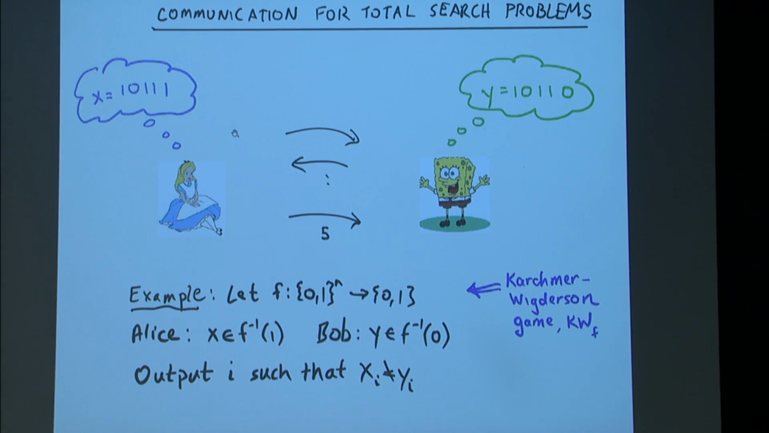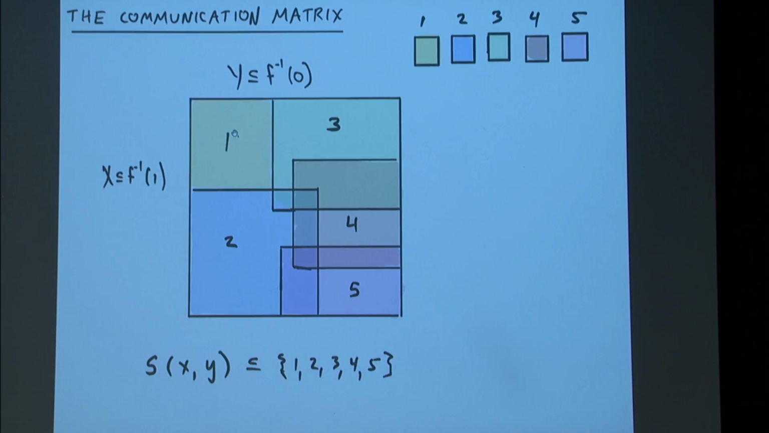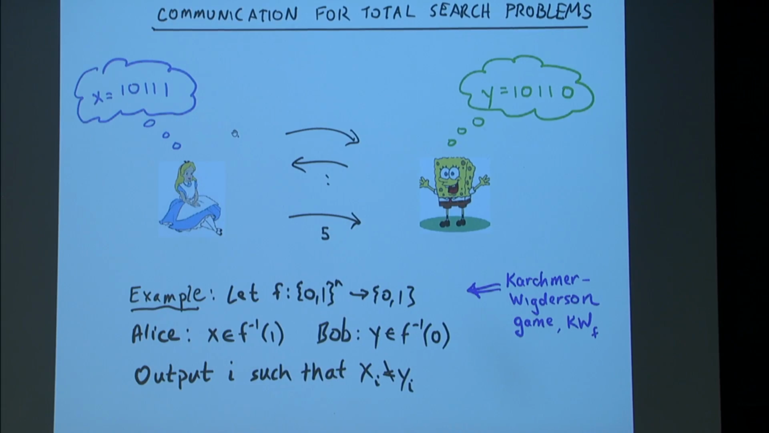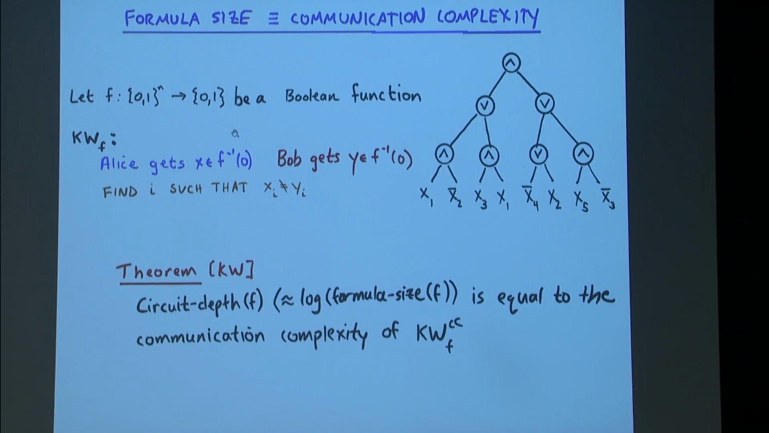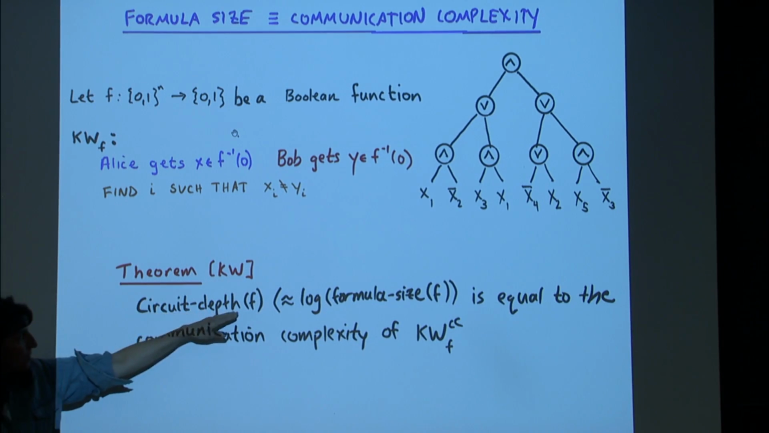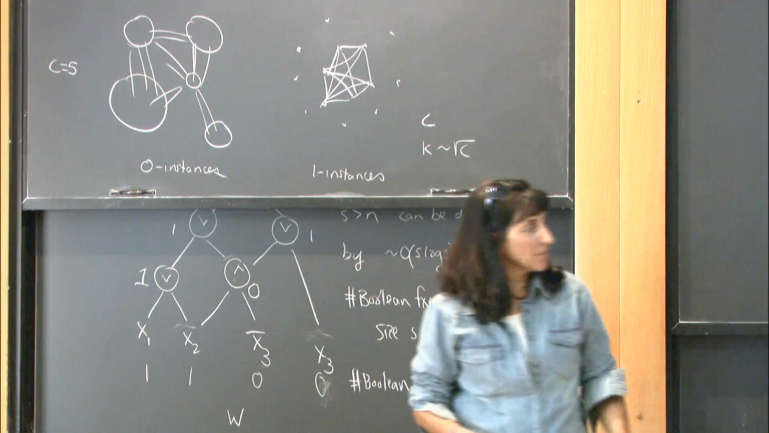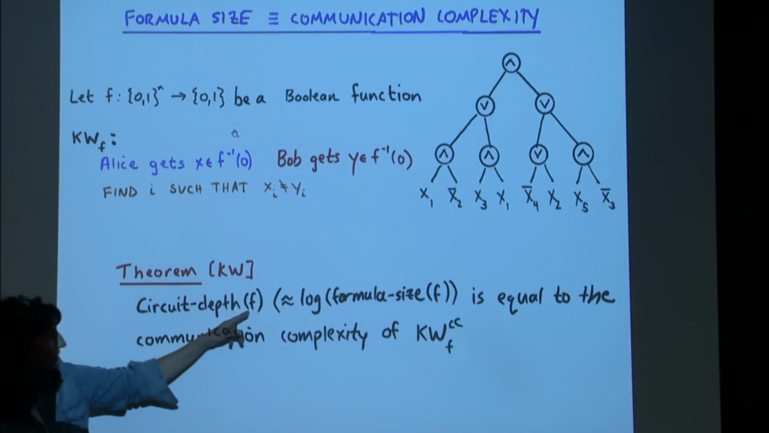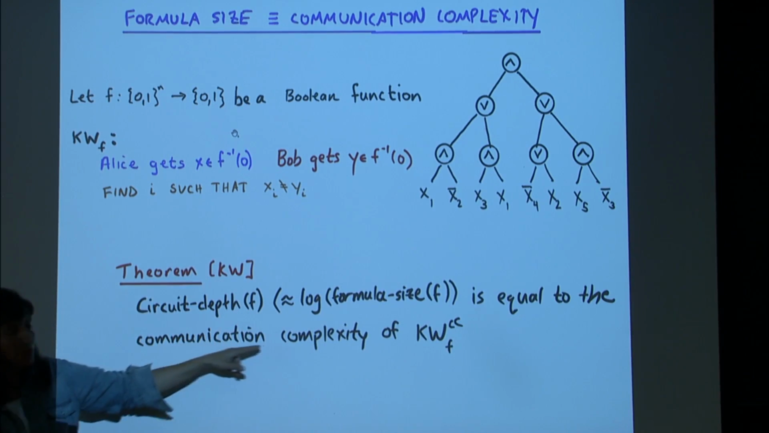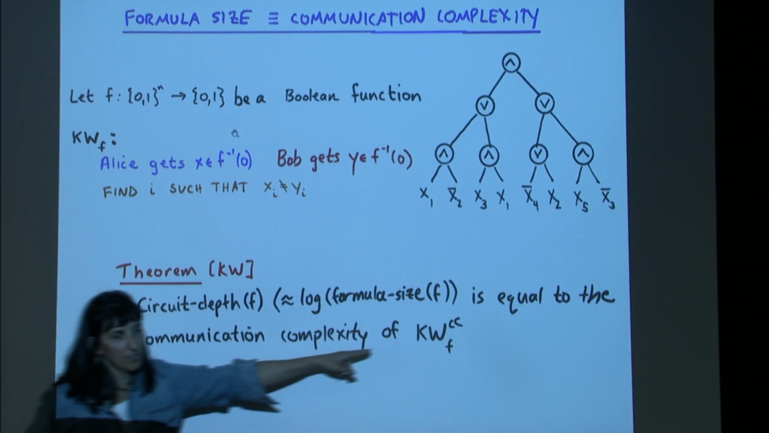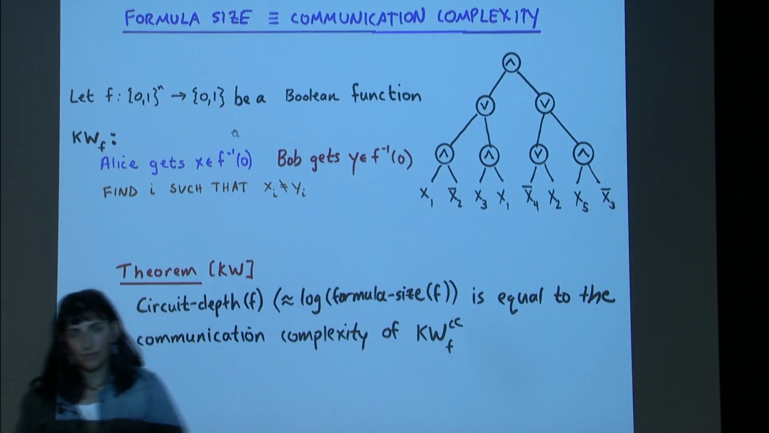And the result is that the circuit depth, the length of the longest path from the top to the bottom, for any f, the minimal circuit depth of f is pretty much exactly equal to the communication complexity of this Karchmer-Wigderson problem.